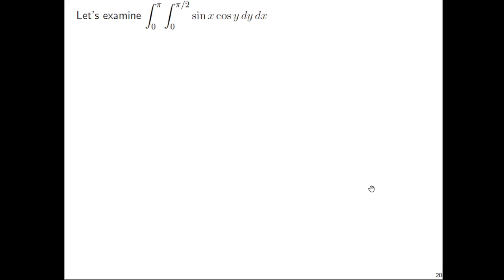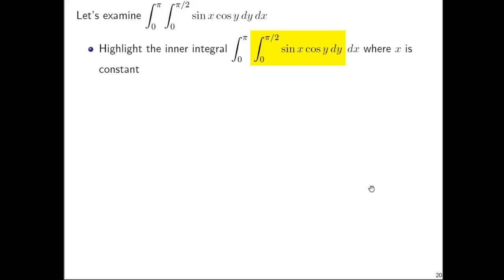Let's examine the integral from 0 to pi, that's x from 0 to pi, and y from 0 to pi over 2, of sine of x times cosine of y. Now, we're not going to actually do this problem all the way through. We're just going to use this problem to talk about a neat technique that can sometimes apply.